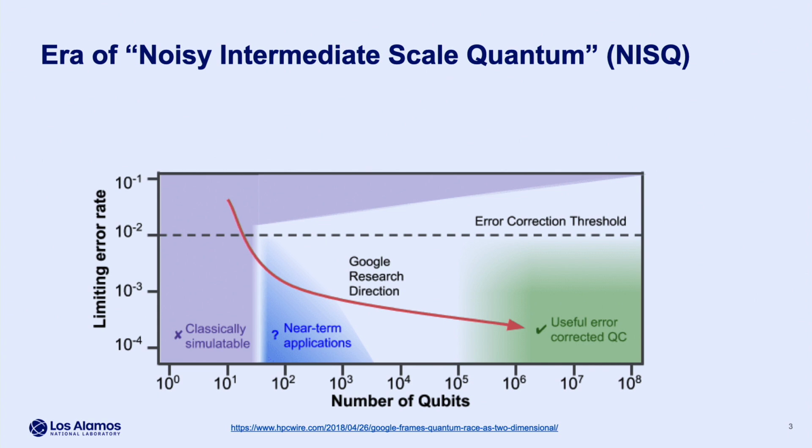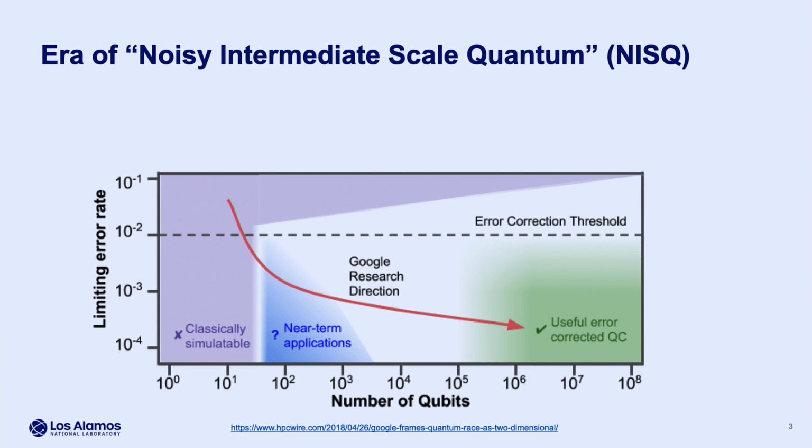So here's a picture from 2018 that Google put together to explain their quantum research roadmap. On the x-axis, you have number of qubits. That's a logarithmic scale, so that's growing really fast. On the y-axis, you have the error rate of these qubits.